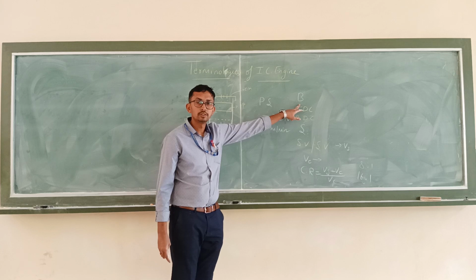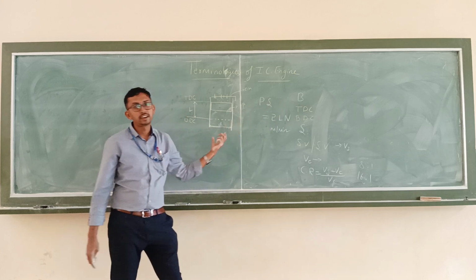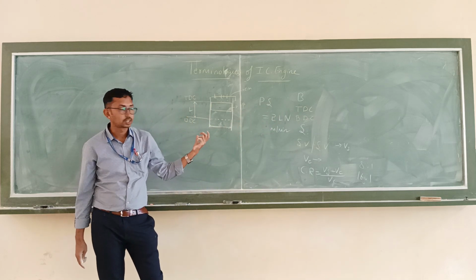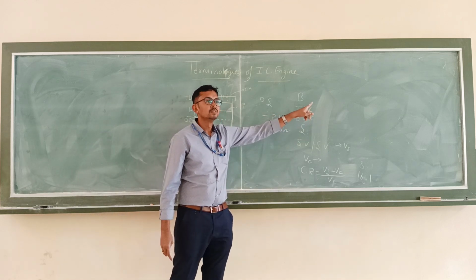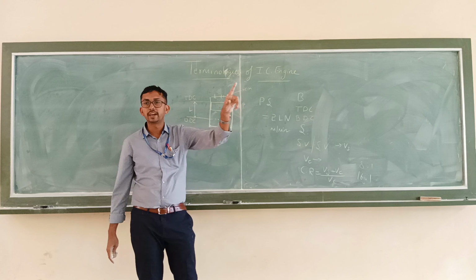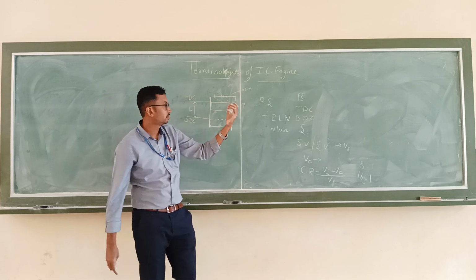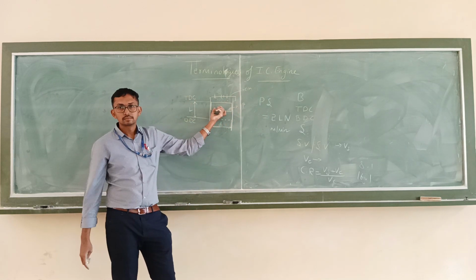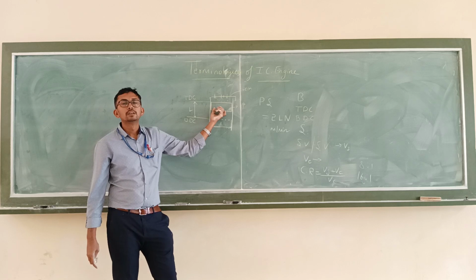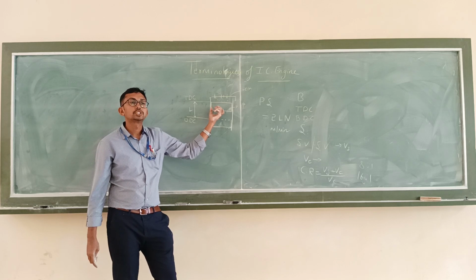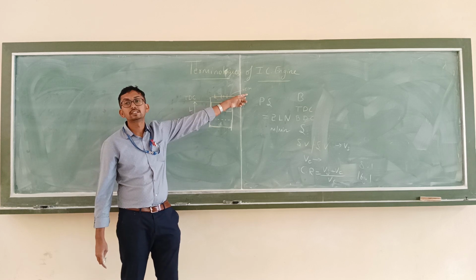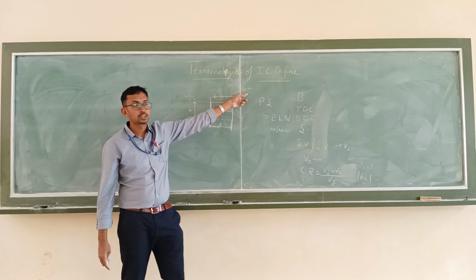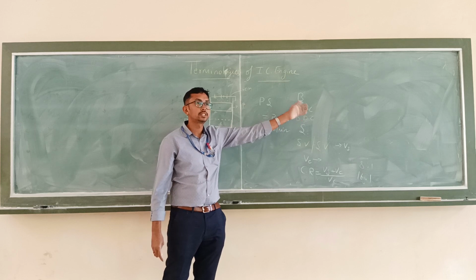Bore. What is the bore? Inner diameter of a cylinder. So that is called bore. Next, what does the TDC represent? Top dead center. Can you tell me the definition? The extreme position of the piston nearer to the cylinder head. Okay, so that is called top dead center.